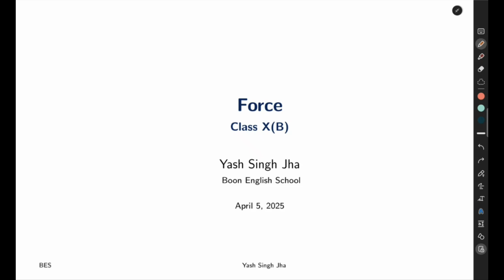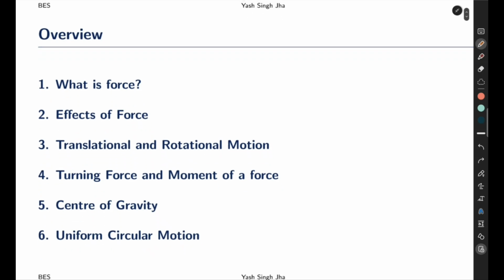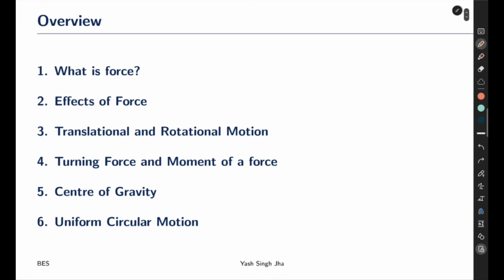The first chapter that we will deal with is force. Let's get on with it. Giving you a brief overview of what we are going to look at: what force is, what are the effects of force, translational and rotational motion, turning force, moment of a force, center of gravity, and uniform circular motion.